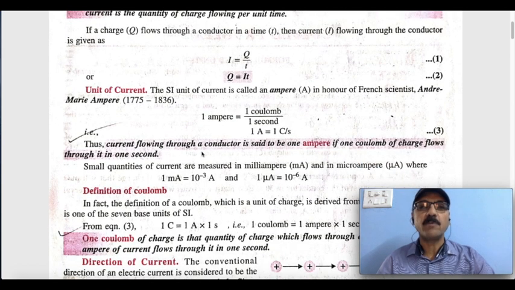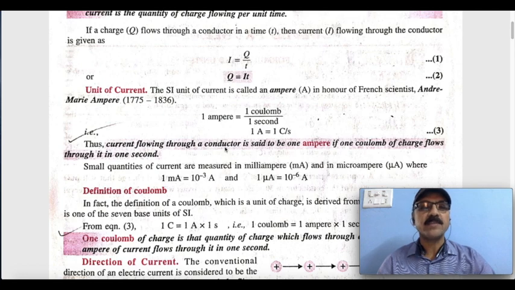Current flowing through a conductor is said to be 1 ampere if 1 coulomb of charge flows through it in 1 second. Here 1 ampere equals 1 coulomb by 1 second. A smaller unit of electric current is the milliampere.